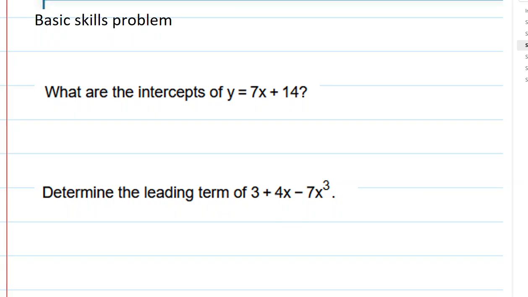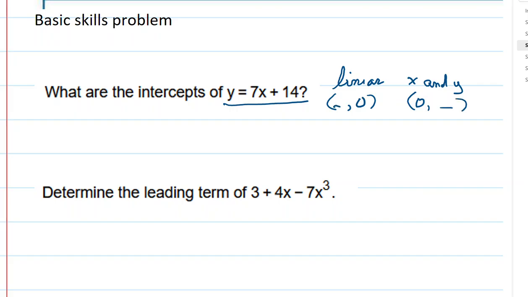What are the intercepts of y equals 7x plus 14? Tell me, what is this a graph of? Linear. Perfect answer. Linear. So if they want intercepts, we're talking x and y. And in an x, we know that y is 0. And in a y, we know x is 0. Is everybody comfortable with that?